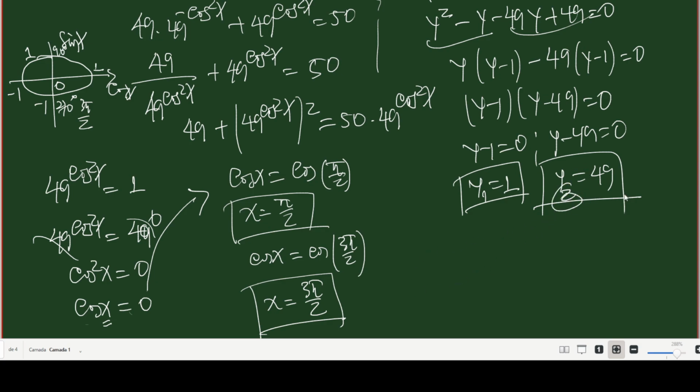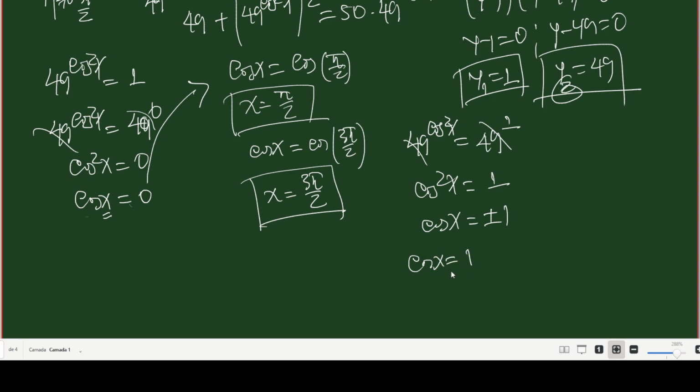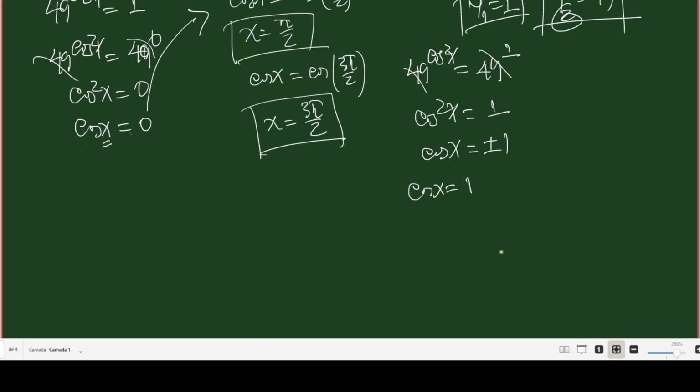And now let's get back to y2. Here we have cos square of x equals 49 to the power of 0, so 49 times 1 goes with this, then we're going to have cos square of x equals 1. If we take the square root on both sides, we have cos of x equal to plus or minus 1, so cos of x equals 1 and cos of x equals -1. Let's work on cos of x equals 1.